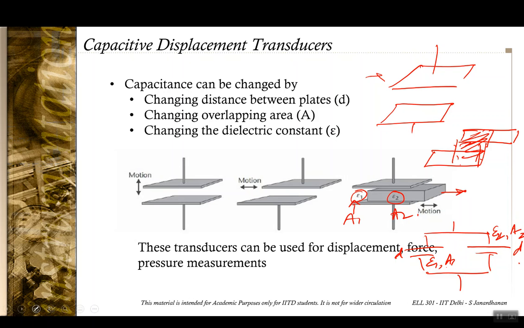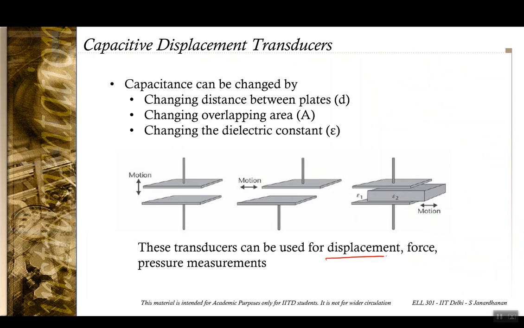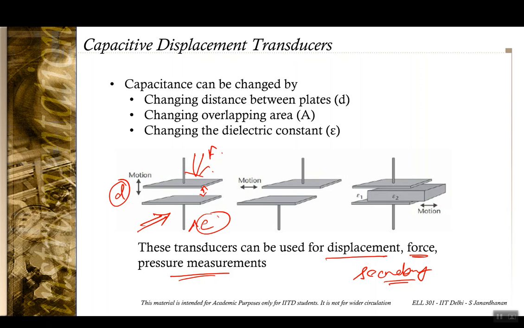In addition to directly measuring displacement, these capacitors, particularly the arrangement where you change D, can be used as a secondary transducer to measure force or pressure. So there is a force that is applied here, and that force causes a small change in the distance between these two parallel plates, and that in turn manifests as a change in the capacitance. So in effect, the force or the pressure is converted to a displacement, and the displacement is then converted to a capacitance. So this capacitor acts as a secondary transducer in that case.